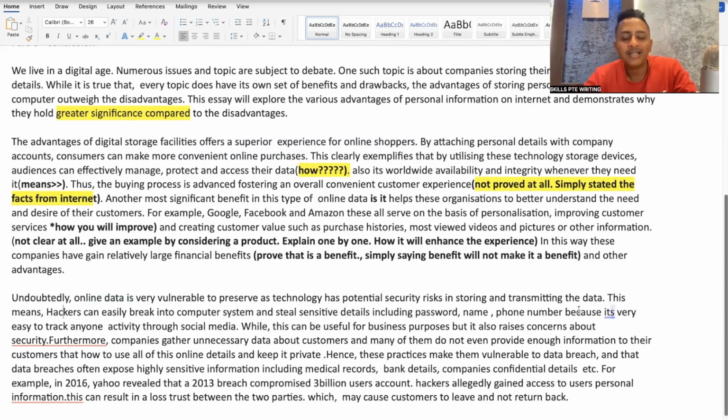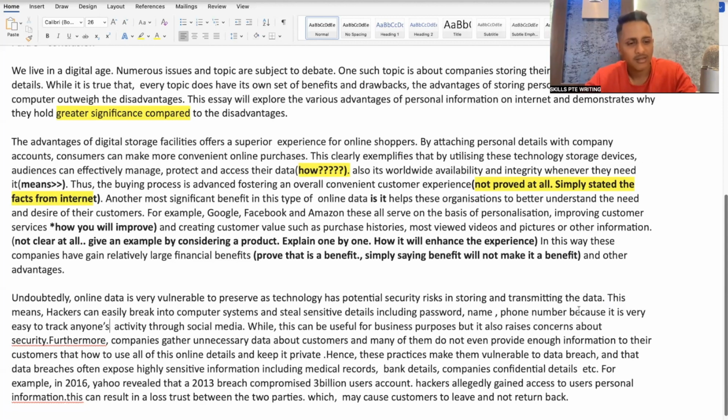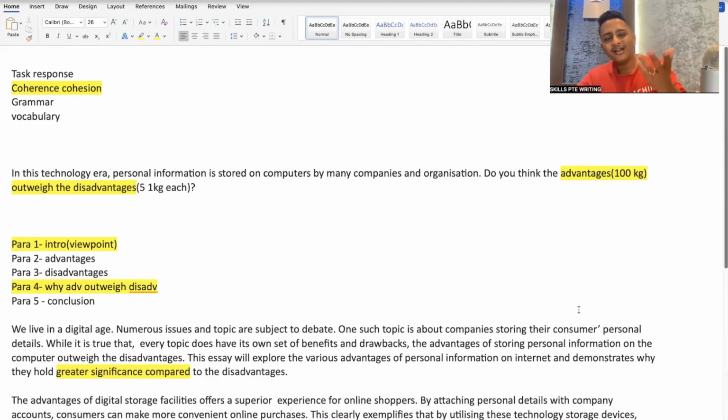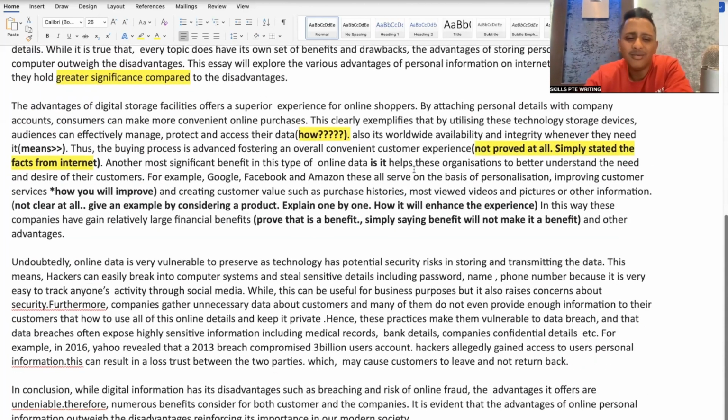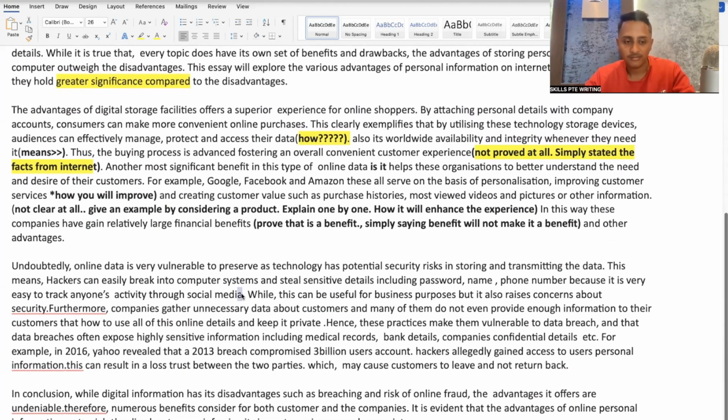This means hackers can easily break into computer systems and steal sensitive details, including password, name, phone number, because it is very easy to track anyone's activity through social media. Why did social media come? The point is they've already stored it. Hackers will log into them and get it. Social media is not required. Let's remove this. This is not required.